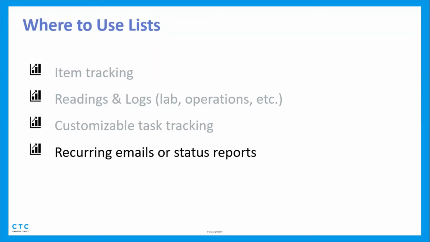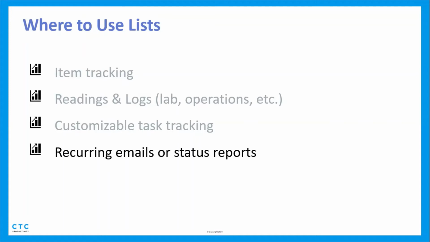Recurring emails or status reports. If you, let's say, are a manager of 10 employees and you get a status report from each of them every Friday, you can eliminate 10 emails per week by using a list instead. And the great thing about that is it's all in one place. You see it on one web page, and you can group it by employee, group it by week, and it's much more researchable in the future.